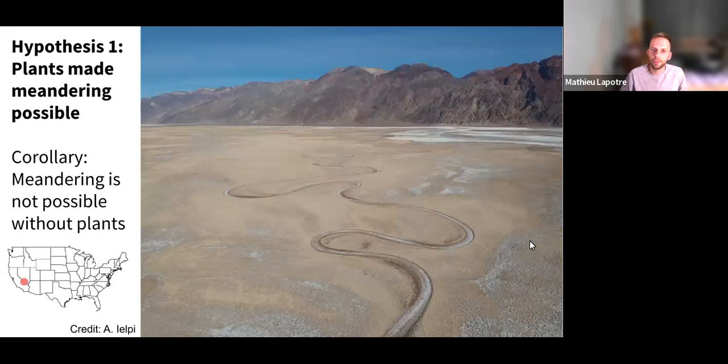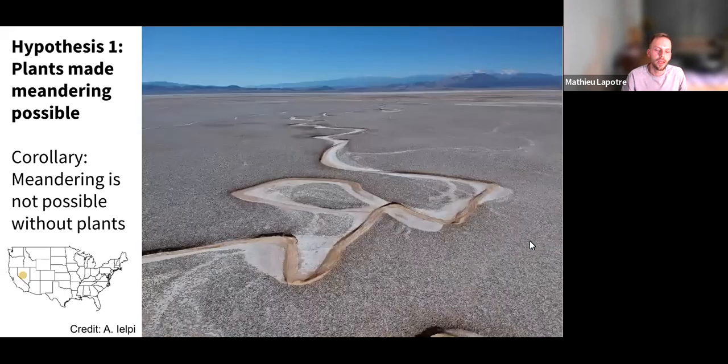Now, here I'm showing a drone picture of the Amargosa River in Death Valley. And as you can tell, it doesn't bode very well for hypothesis number one. Here is another drone picture taken in the Columbus Basin of Nevada, in which you can see beautiful meanders and even a nice meander cutoff.